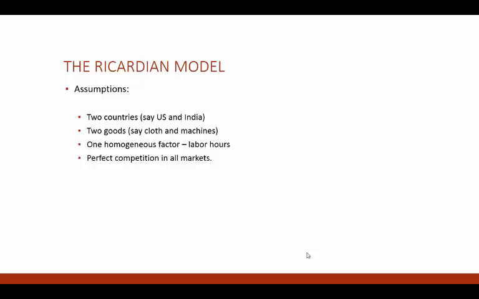We assume a simple global setting in which there are two countries, the United States and India for descriptive purposes, two goods, cloth and machines, and a single homogeneous resource, labor or labor hours. Markets are assumed to be perfectly competitive. Note that the Ricardian model is premised on the labor theory of value, in that it focuses exclusively on labor as the key determinant of output in all markets. This single homogeneous factor assumption drives some of the results that follow.